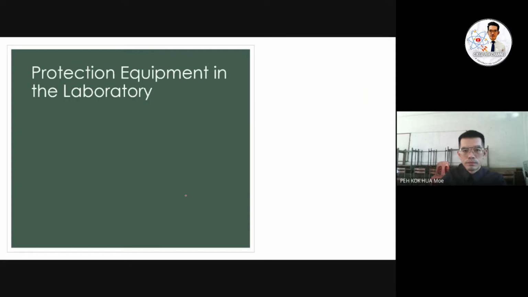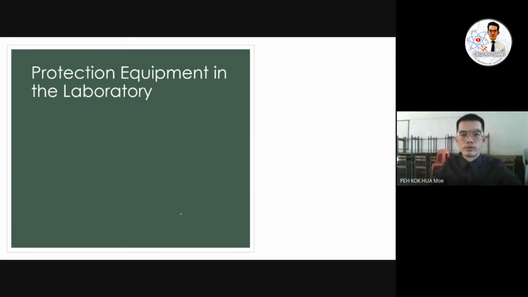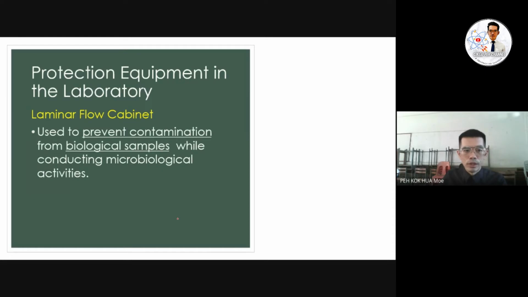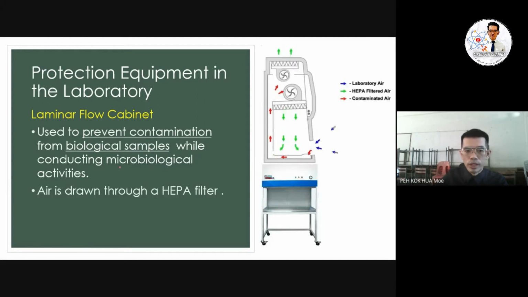The next will be the protection equipment in the laboratory. Here we discuss the equipment. There are 3 important pieces of equipment you have to know at the laboratory. The first is the laminar flow cabinet. What is the function of the laminar flow cabinet? It is to prevent contamination from biological samples while conducting microbiological activities. You can see air is drawn through the HEPA filter.